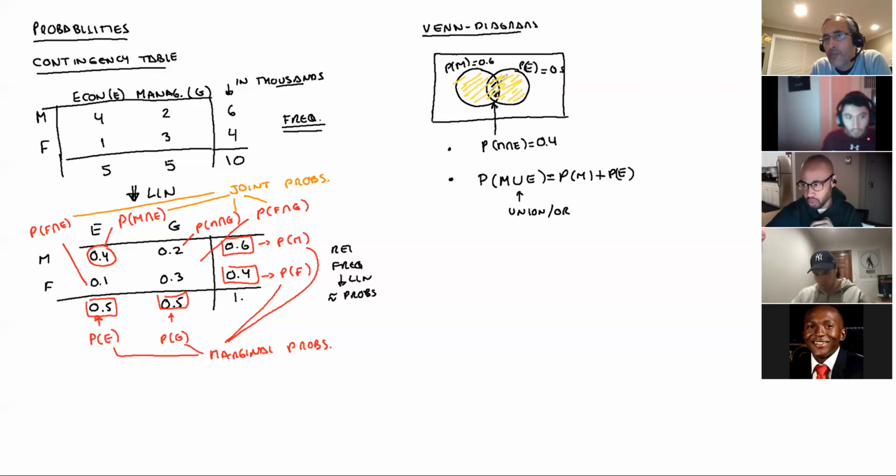Subtract 0.4. Exactly. I need to subtract because I'm double counting this middle part. I need to subtract the probability of M intersection E. Right? Make sense to everyone? Okay, copy. And this is the general formula of union.